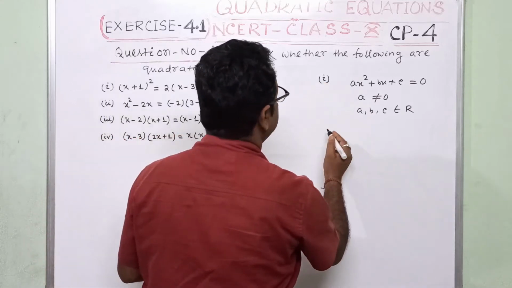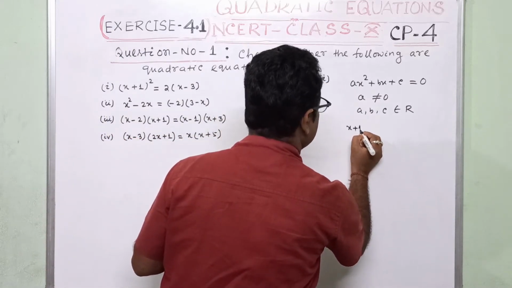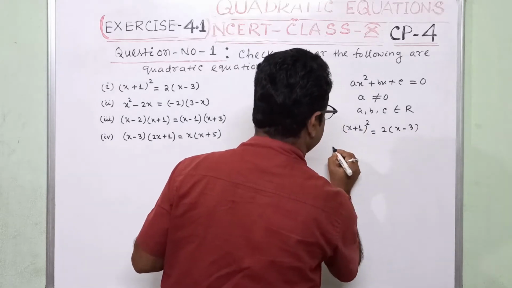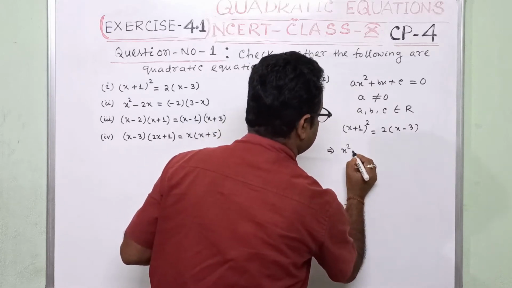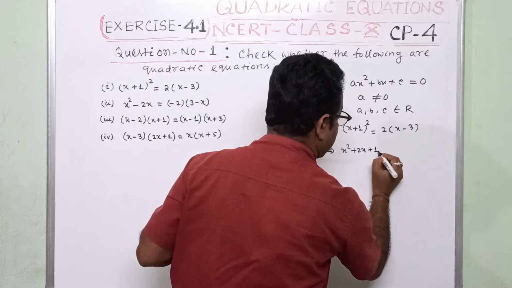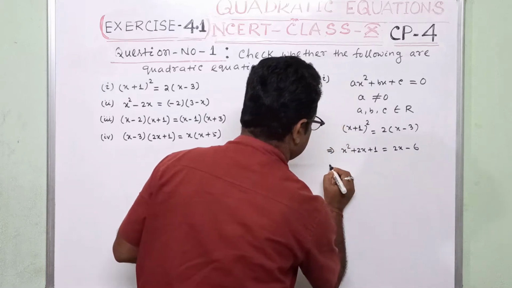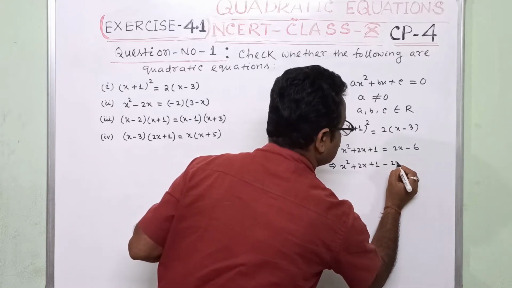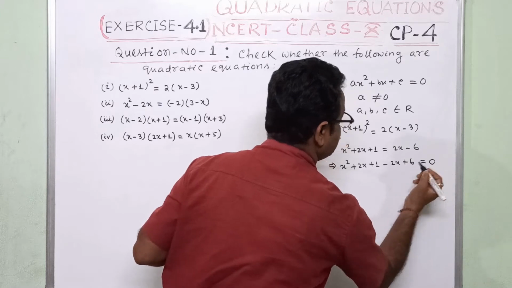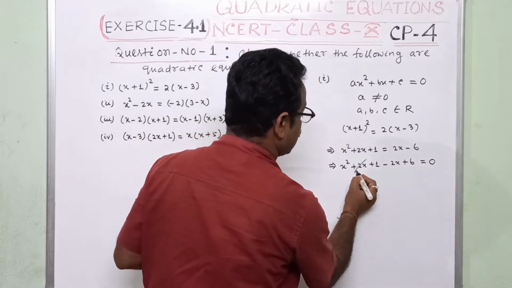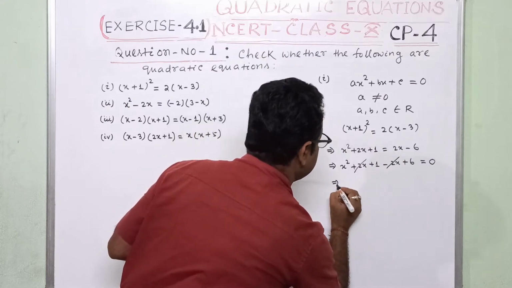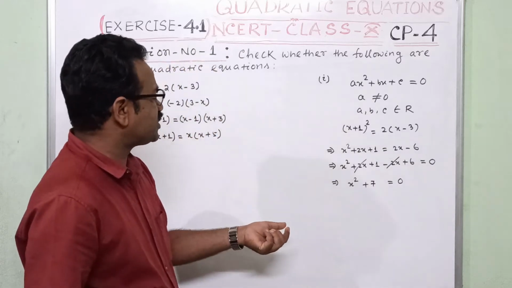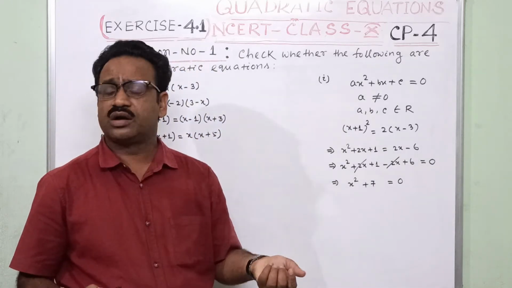Now we come to part 1, which is given as (x plus 1) square is equal to 2 into (x minus 3). That implies x square plus 2x plus 1 is equal to 2x minus 6. Now, side change, sign change: x square plus 2x plus 1 minus 2x plus 6 is equal to 0. Now plus 2x and minus 2x cancel. That implies x square plus 7 is equal to 0. Now the question is whether it is a quadratic equation or not.